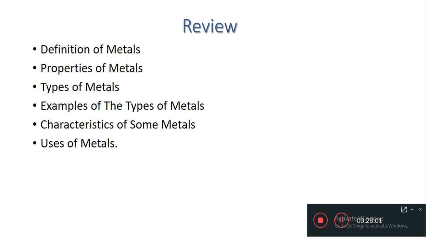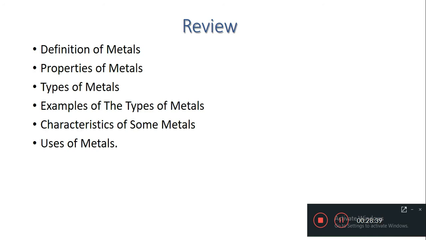And we also came to see the types of metals we have. We have ferrous and non-ferrous metals. And the examples of the types of metals we have. As a ferrous metal, our attention was drawn to low carbon steel. Examples of non-ferrous metals we said are aluminium, copper, and lead, and we also looked at the properties of these metals.